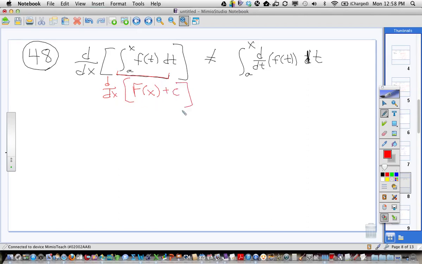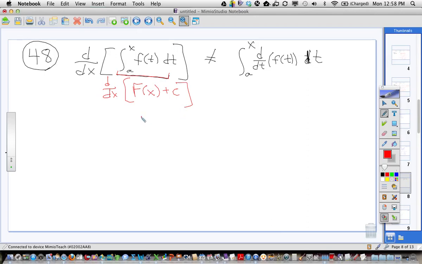Forgot plus c. Right? There's got to be a plus c on there. Now you might have thought, well, that's just part of the big F, and that's true. But for emphasis, let's put the plus c there. So we do the antiderivative, you get a plus c. All right, now let's do the derivative of that.